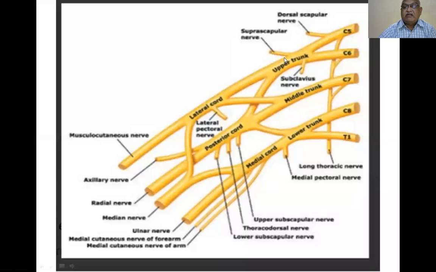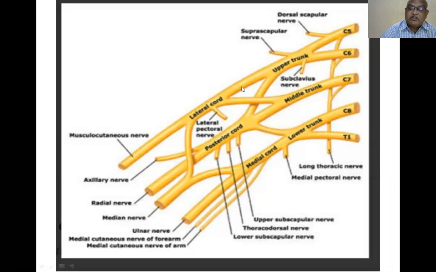Now this is the upper trunk. The suprascapular nerve arises from the upper trunk and the nerve to subclavius arises from the upper trunk. So the first two nerves arise from the roots of the brachial plexus. These two are root branches. These other two are branches arising from the trunk itself, the upper trunk. Now the trunks divide into anterior divisions and posterior divisions.